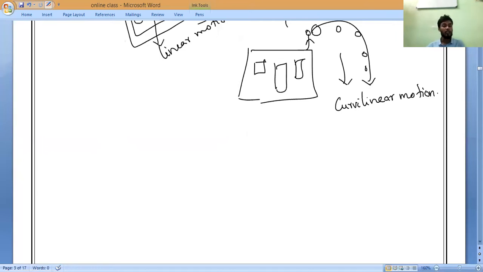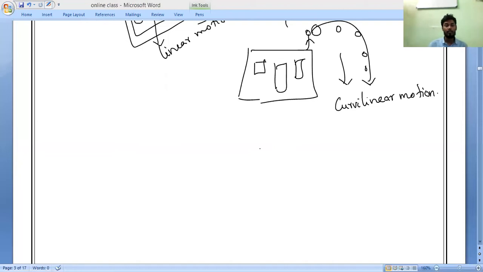So this is the first type of motion which you have to study. What is that motion? What is linear motion? Curvilinear. Translatory motion. When a body is traveling equal distance in equal intervals of time, that is what we call translatory motion. Okay. Next, the second type of motion is called rotatory motion.